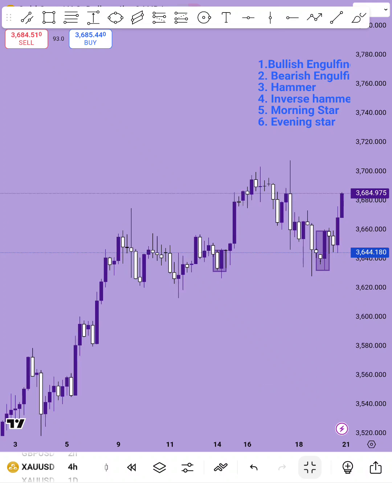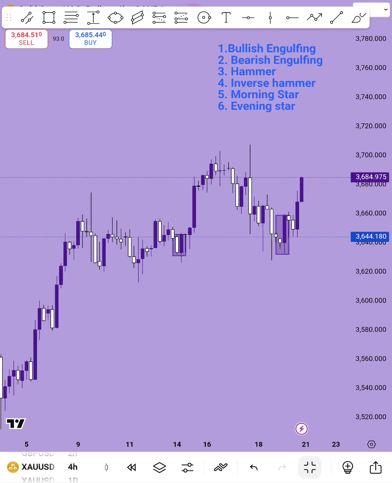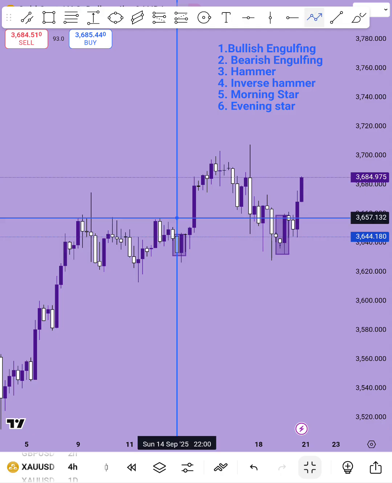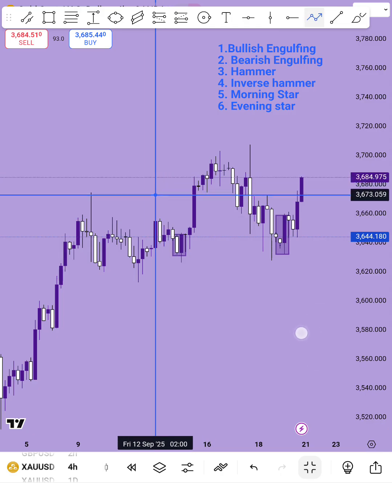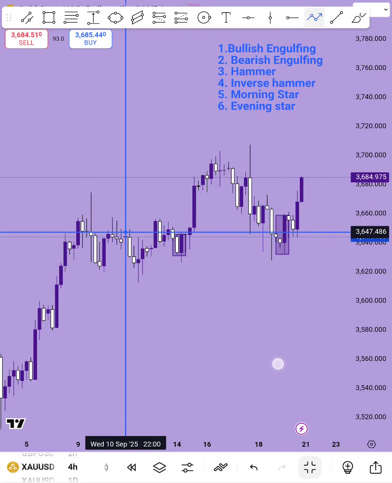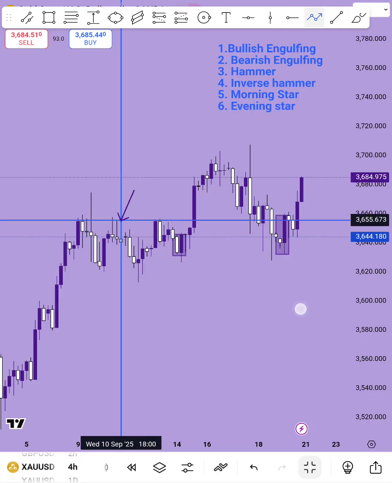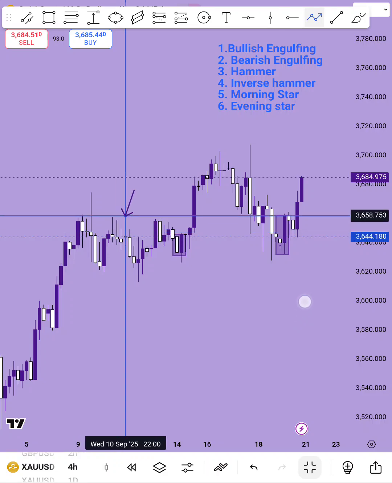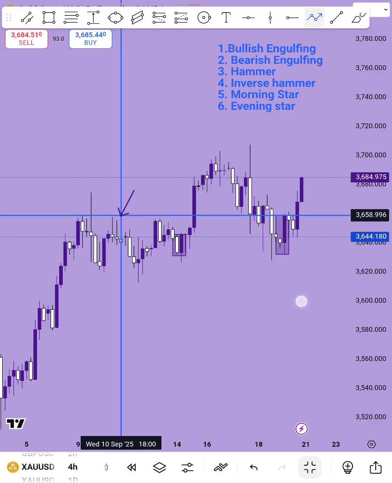Now, since we understand hammer now, let's go to inverse hammer. Inverse hammer is just the opposite of hammer. That means it is a candle that has a longer wick at the top and a smaller body at the bottom. That's the definition of an inverse hammer. Now, if we're going to be looking for inverse hammer here, we're going to be looking at these three candles here. They look a bit like hammer, but they're not completely hammer. But they are showing a longer wick at the top. Can you see?